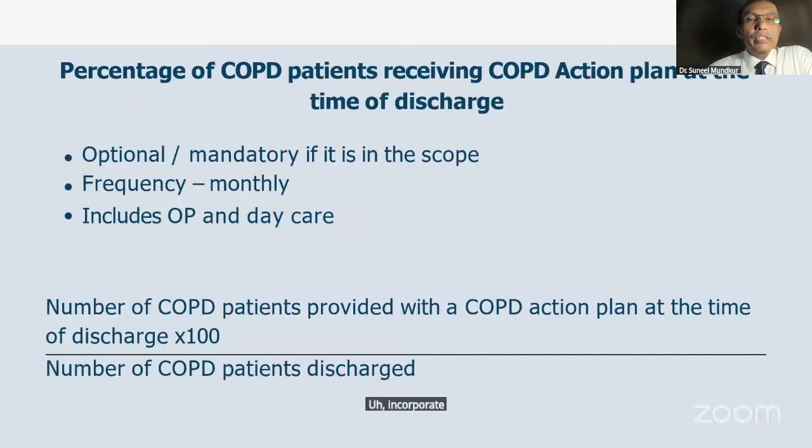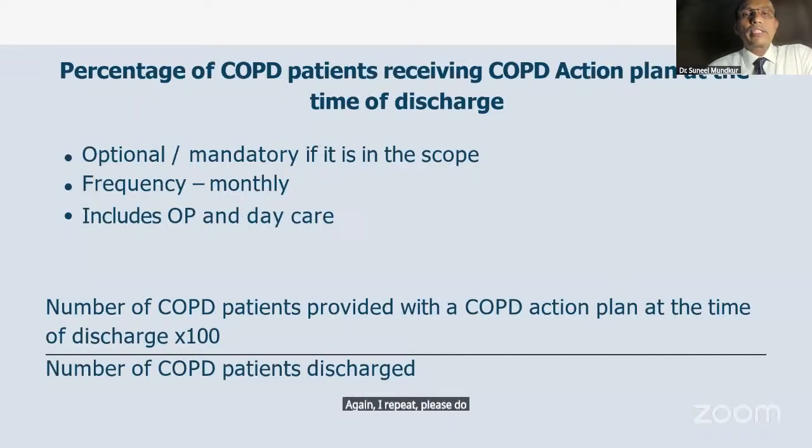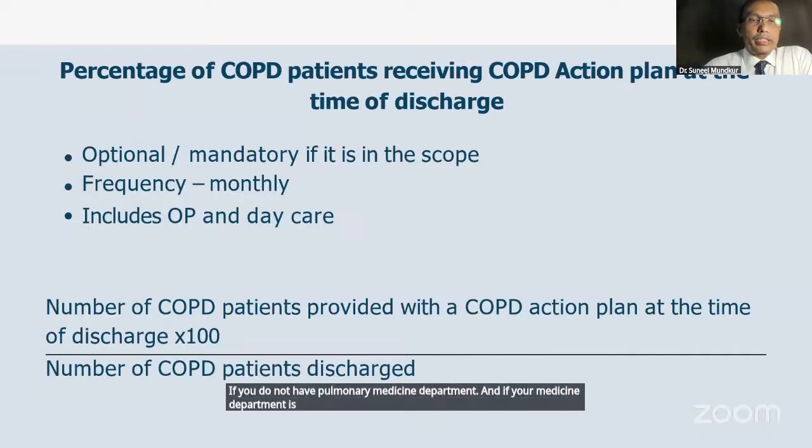Or even if it is in adult medicine, if you are treating COPD patients, you can adopt this indicator. Again, I repeat, please do not do it for the sake of NABH. You can use this as a very good indicator from the medicine department if you do not have a pulmonary medicine department, and if your medicine department is treating COPD patients.